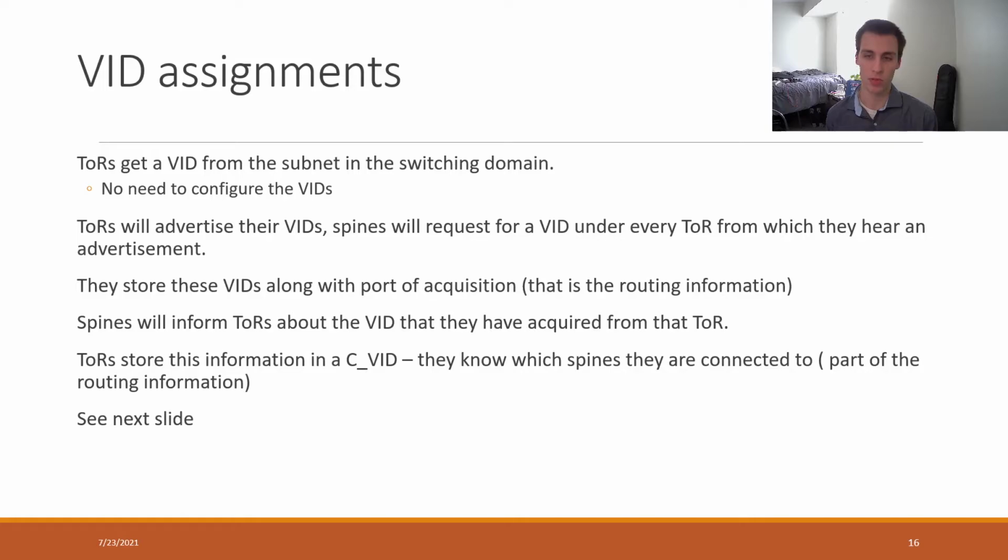The spine switches receive a VID advertisement from the TORs and send out a request for a VID for each TOR they get an advertisement from. The VIDs are stored on the spine switches along with the port of acquisition. For routing information, the TORs store a CVID, or child VID, based on the VID that the spine acquired from that TOR.